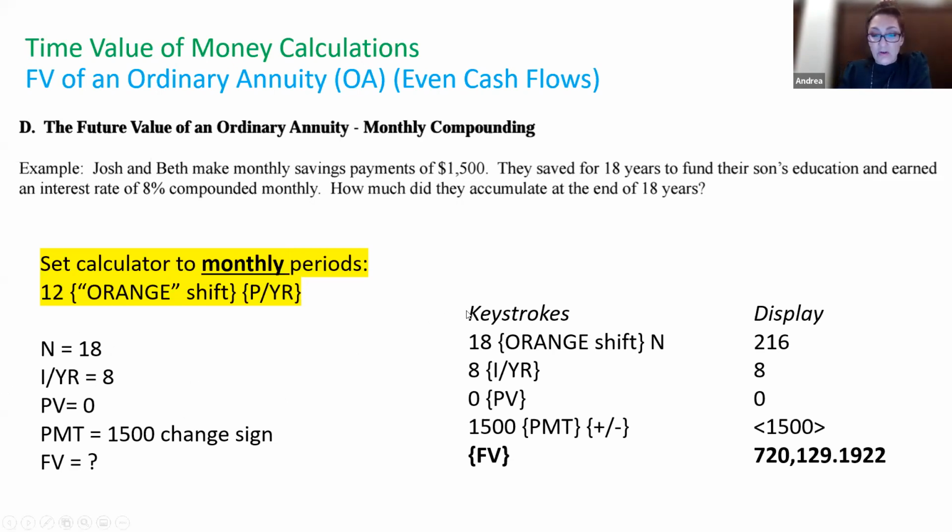All right, here are variables. So we're going to look at our keystrokes over here on the right. So 18 years, shift N displays 216 months, and they're earning 8% per year. The payments that they're making are $1,500 a month. And it's going out, and so it is a negative. And we are solving for future value, and that future value is going to be $720,129.1922.